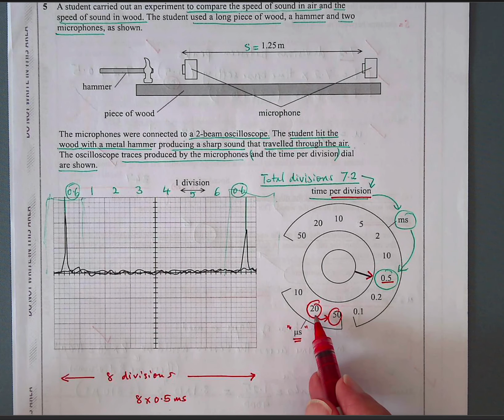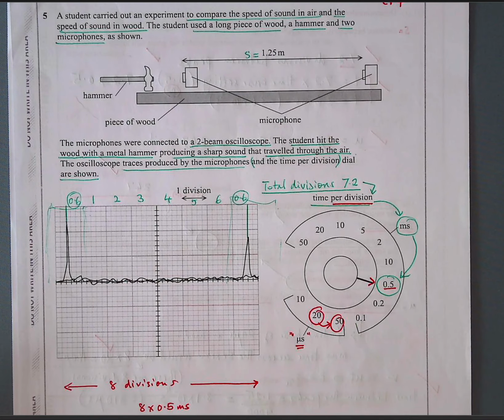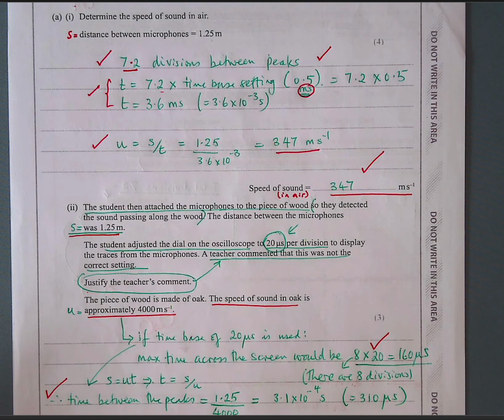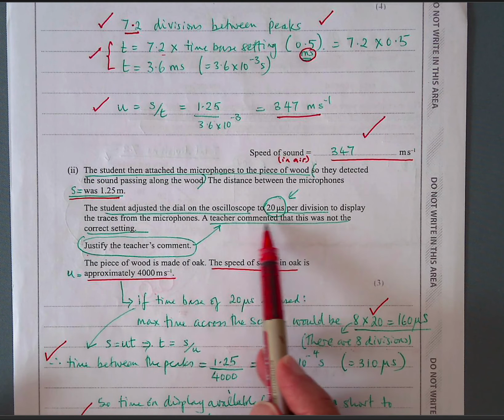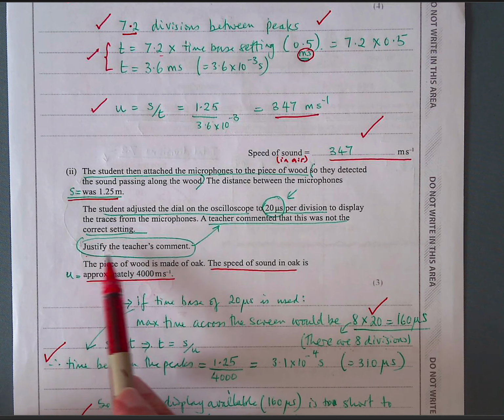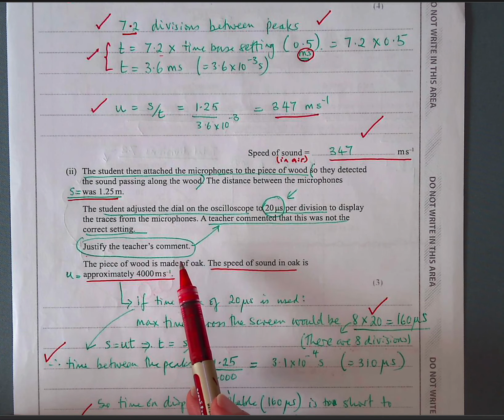So he's put it on a much smaller scale so it can measure a faster sound, because obviously sound travels faster in dense mediums. In wood it will travel much faster than it does in air. So the teacher commented that this was not the correct setting. Now we've got to justify whether the teacher is right or not. Justify the teacher's comment. These are often the kind of questions you get in the practical skills section. So it's not so much on theory, but on the skills that you need to develop as a scientist.